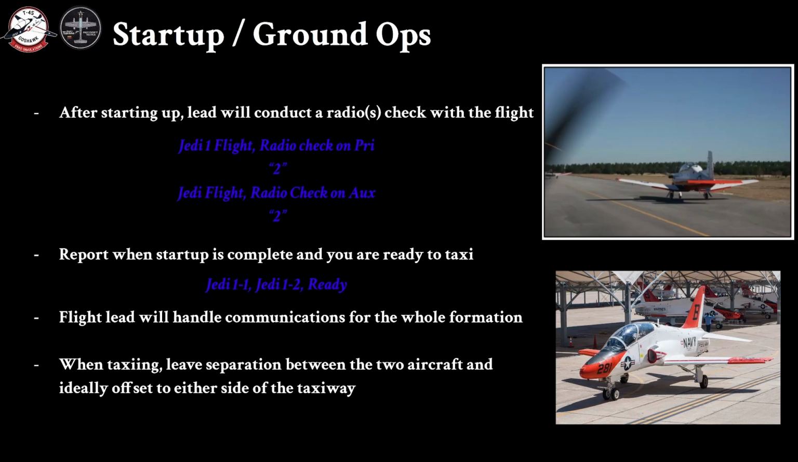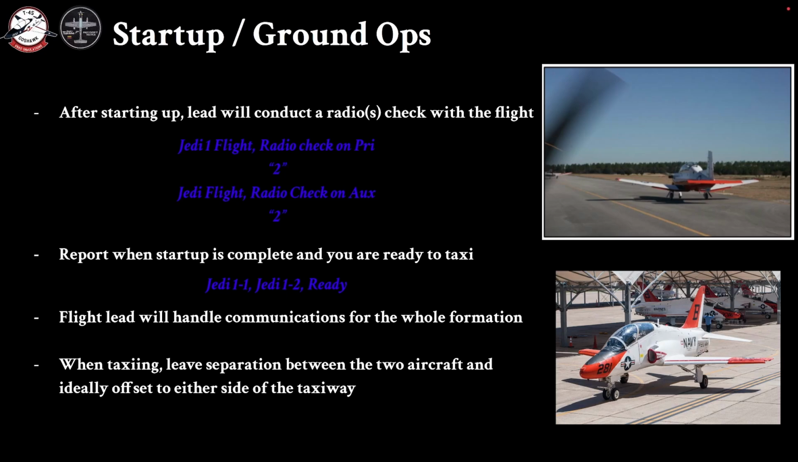Startup and ground operations isn't all that different between a single ship and a two-ship. There are just some additional comm checks involved. Once your aircraft is started up and ready to roll, the lead will do a radio check with you on all the radios you have available. Usually, most military aircraft have at least 2 radios. When they do, usually the flight lead will have one radio reserved for comms outside the flight and the second for comms within the flight. Lead will check both radios. Once that is complete, you inform lead that you are ready to taxi. All comms outside of the flight will be done by the lead or by whoever they delegate that responsibility to.